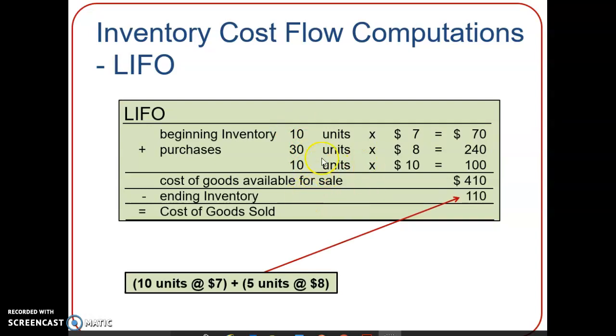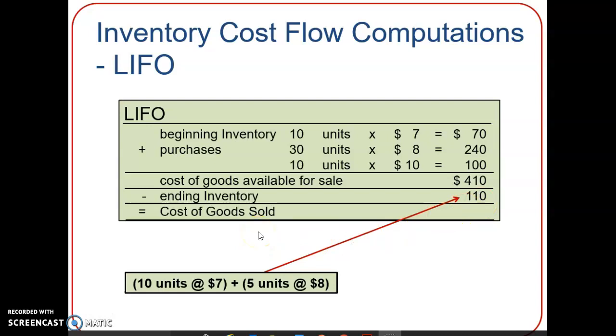Again, we're looking for 15 units. The very oldest one in the beginning inventory is 10 units at 7, so we take those, 10 times 7. We're looking for 15, we already have 10, so we need another 5. That 5 comes from 15 ending units minus the 10 from the beginning inventory, which is also the oldest in this question. So 5 come from here at 8 each. So 10 times 7, 5 times 8 equals 110.